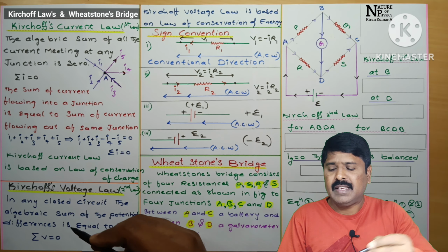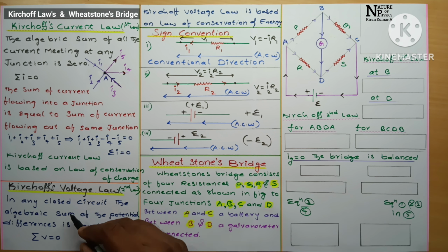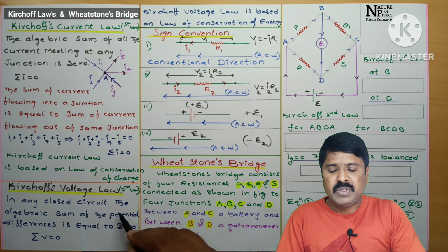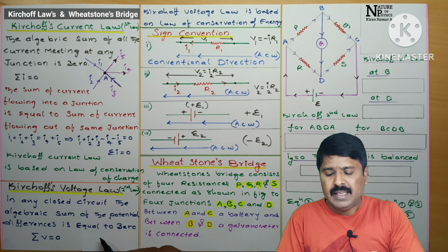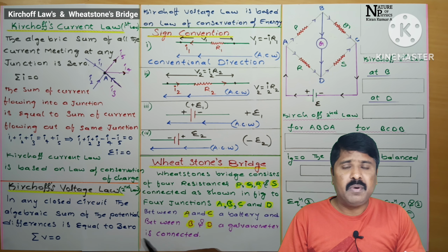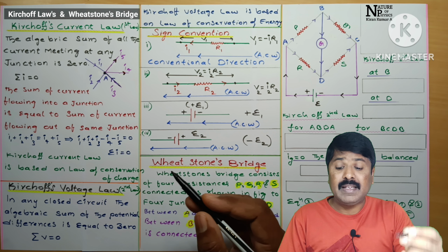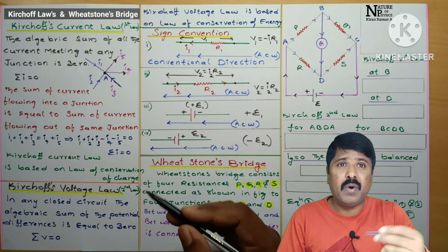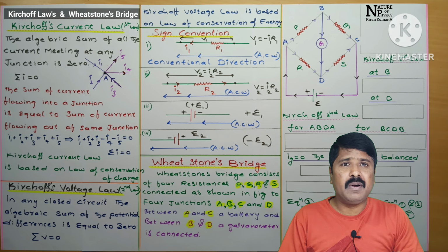And the next one is Kirchhoff's second law, that is the voltage law, students. Say Kirchhoff's voltage law, that is the second law. In a closed circuit, the algebraic sum of the potential differences is equal to 0. Sigma V is equal to 0. See, in a closed circuit, the algebraic sum of the potential differences is equal to 0, that is, sigma V is equal to 0.